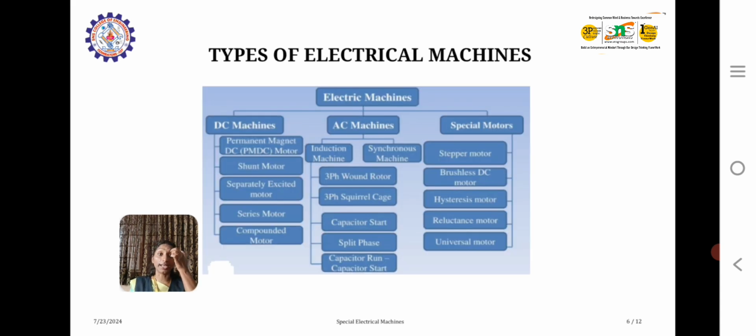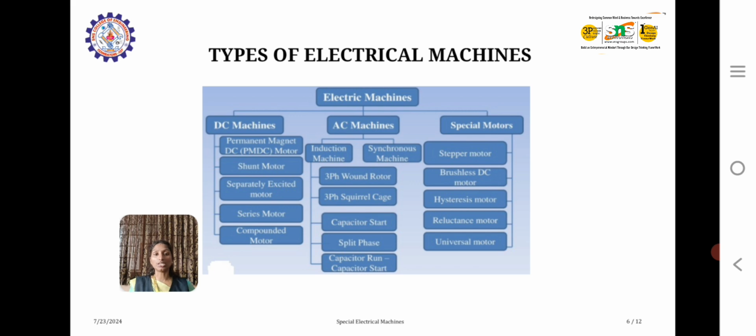Coming to types of electrical machines, basically we know electrical machines are divided into two, DC machines and AC machines. Here we have added another parameter of special motors. DC machines are again of five types: permanent magnet brushless DC motor and permanent magnet DC motor, shunt motor, separately excited motor, series motor and compound motor. So this is about types of DC machines.